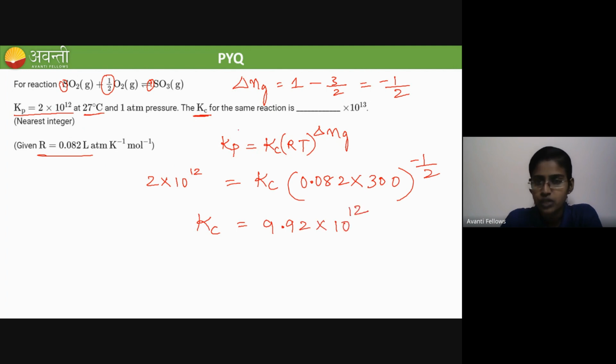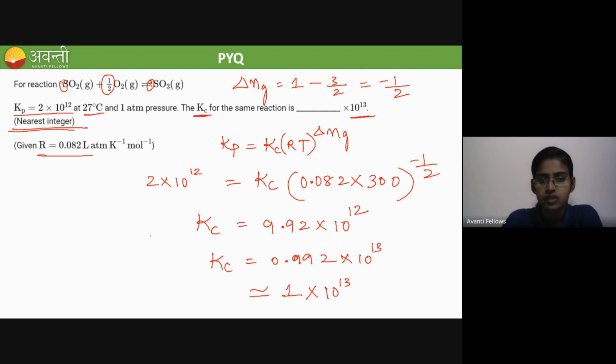But we have to give the value in terms of 10 to the power 13. So just Kc is equal to 0.992 into 10 to the power 13. And also we have to give the value in the nearest integer form. What is the nearest integer for 0.9? It is 1, right? 1 is the nearest integer. So this is the Kc value. So the answer here is 1 into 10 to the power 13.